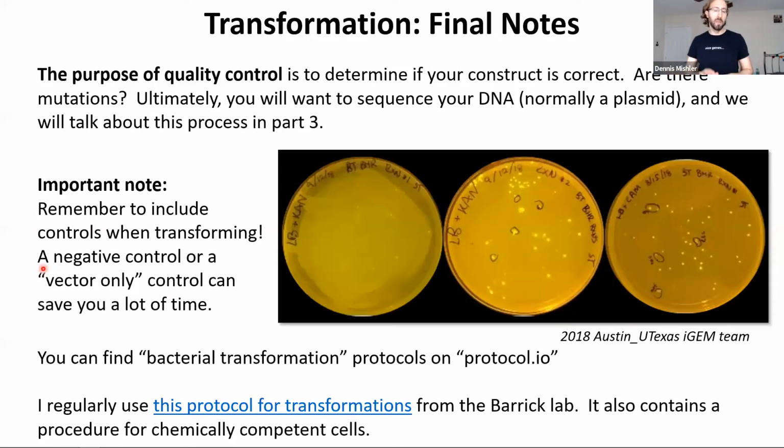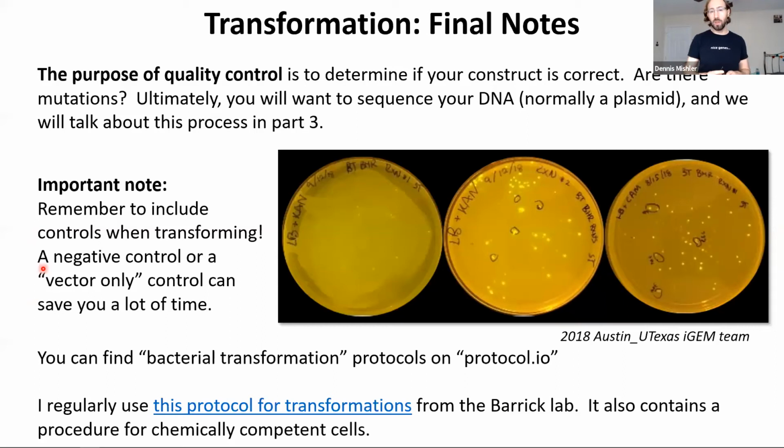That's really important. And the reason why is you want to make sure you know how many colonies should be appearing if your transformation failed, right? So if you see a whole lot of colonies on your negative control, your actual experiment with a lot of colonies probably didn't work, and it's not worth your time to go through all those steps for the quality control.